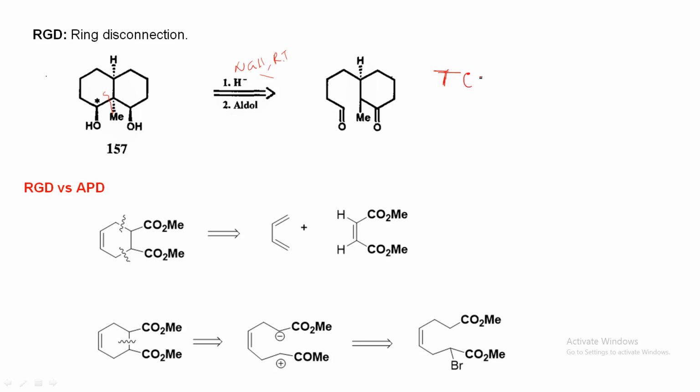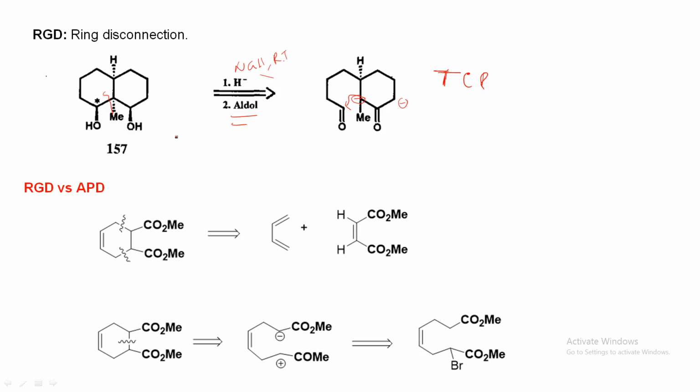So the enolate would be here. As you can see, this is the more stable enolate, and if the negative charge is here, it is less stable. So the enolate would prefer this direction, and then a simple nucleophilic attack to the aldehyde group, which is nothing but an aldol reaction. So this is an example of a ring disconnection.